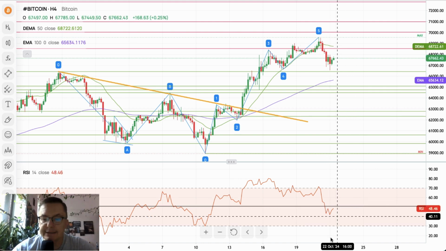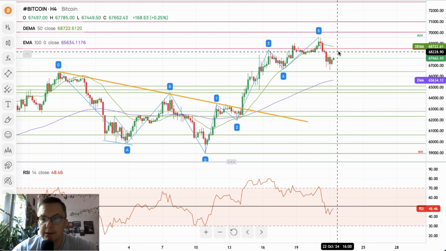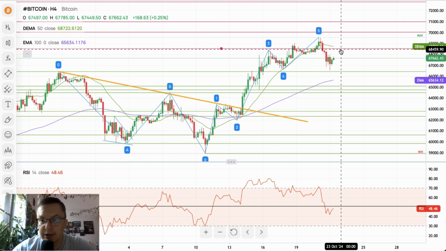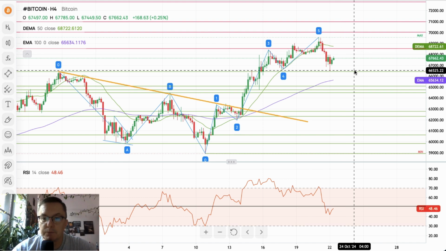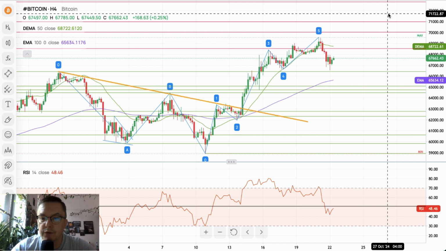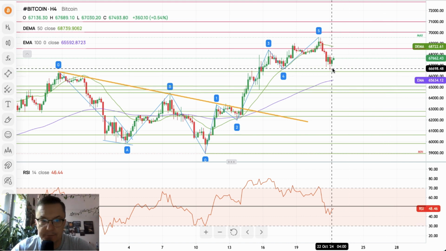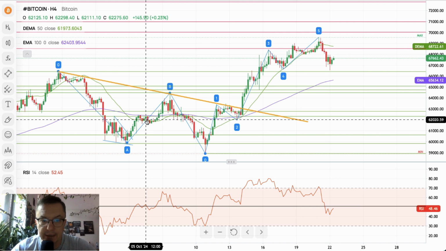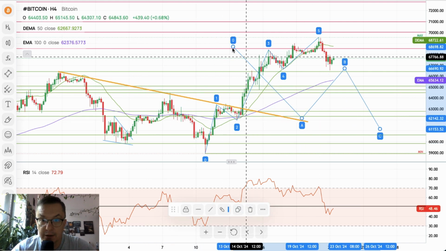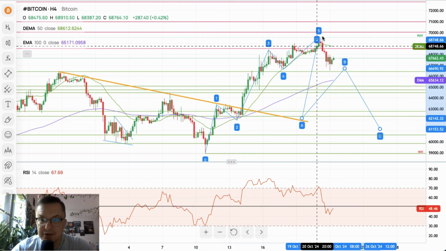So now it's time to move above this level, maybe towards 68,460, and then complete the ABC correction. If this is the simple ABC correction, it should be completed somewhere around 66,500, and there we should be ready to move higher. However, it is quite possible that we can do a bigger correction.